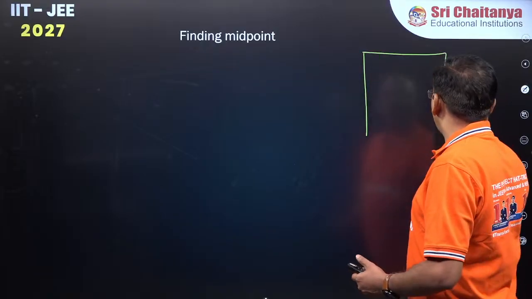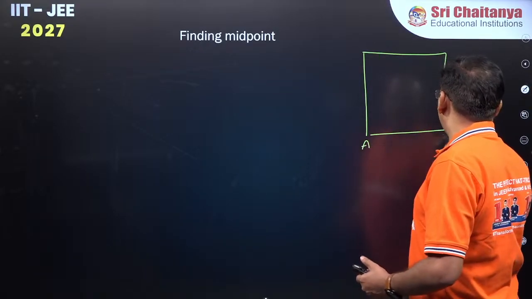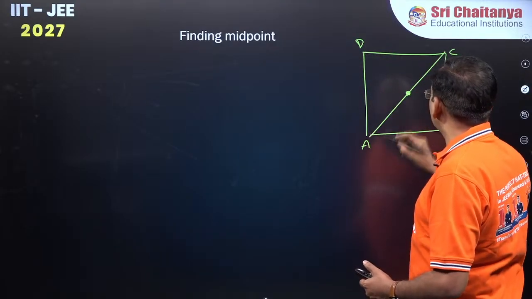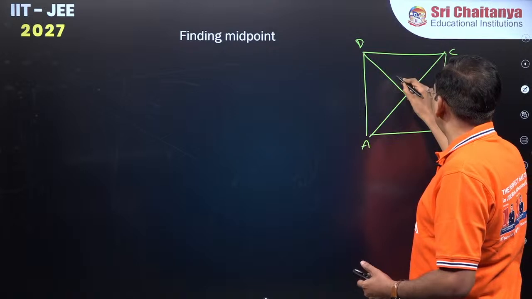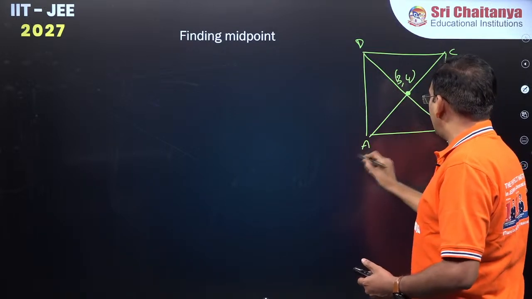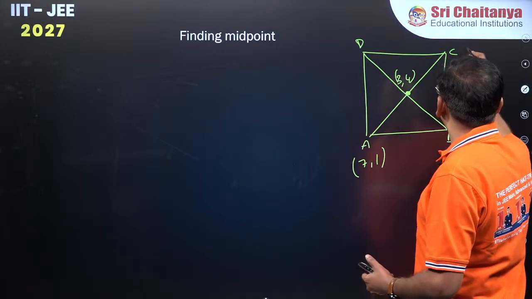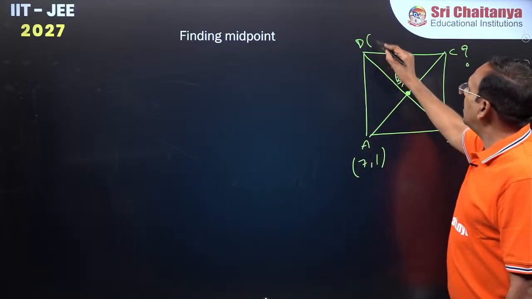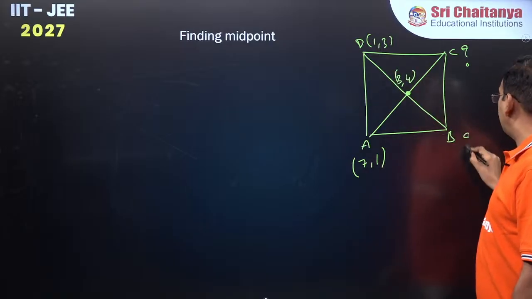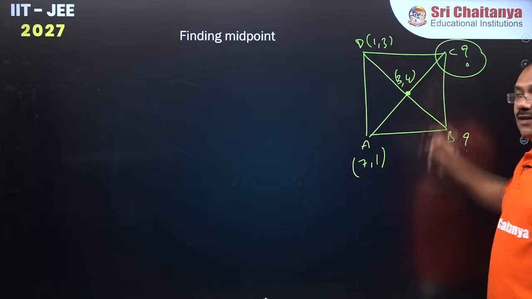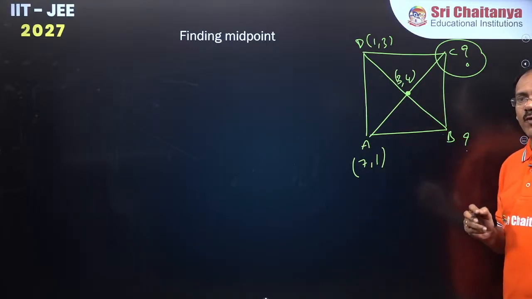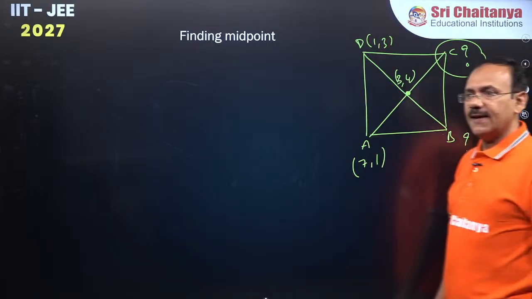There is a square ABCD and the diagonals bisect at the point 3 comma 4 and A is 7 comma 1. Can you find C? Similarly, D is 1 comma 3. Can you find B? First you try to find C. Come on, quick. Try to find C. I want the answer very fast.